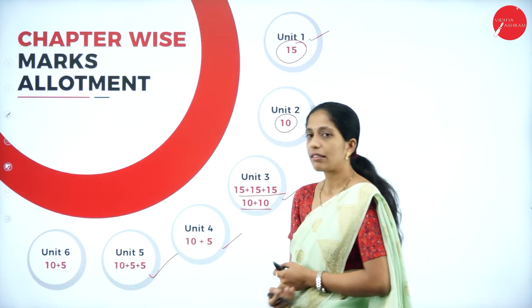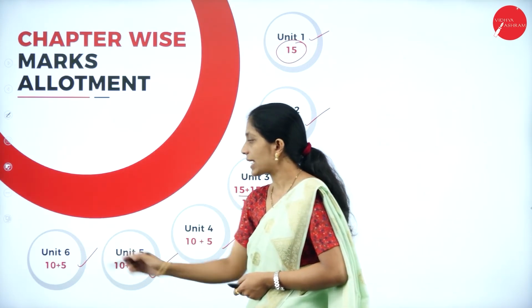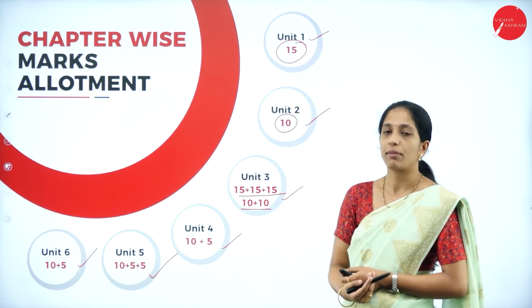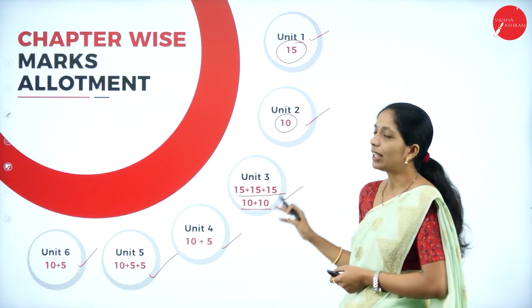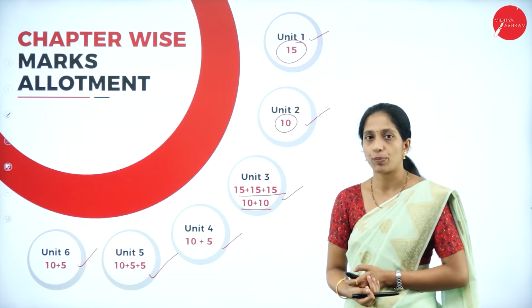Next, unit 5: 1 question of 10 marks and 2 questions of 5 marks. Next, unit 6: 1 question of 10 marks and 1 question of 5 marks. So these are the unit-wise marks allotment from the external examination point of view.